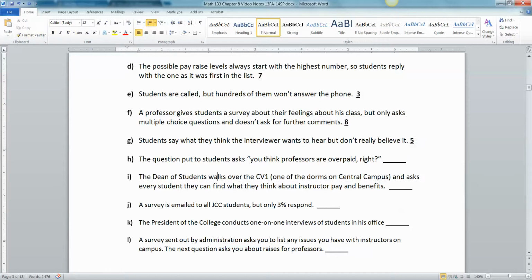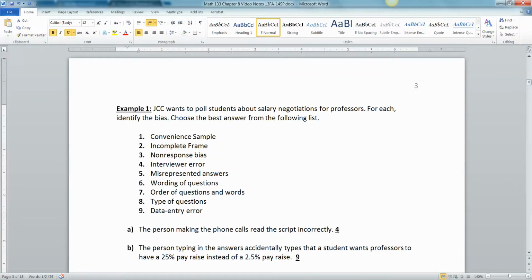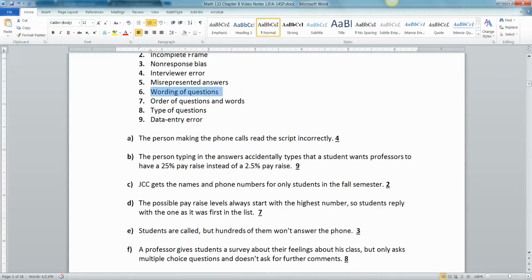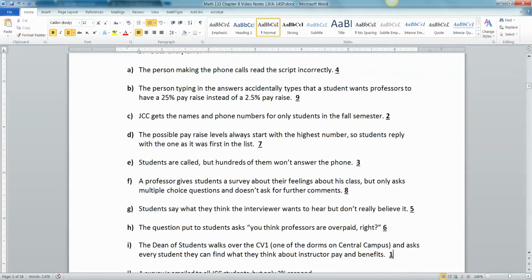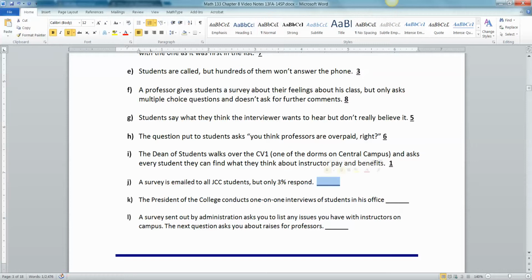All right, the question put to students asks, you think professors are overpaid, right? Well, that's biased in how you're writing it. The wording of the question itself was leading towards agreeing that, yes, professors are overpaid. All right, the dean of students walks over to CV1, which is one of the dorms on campus, and asks every student they can find what they think about instructor pay and benefits. Well, that would be a convenient sample, and not a very good one at that, because they're just grabbing whoever they catch in the hallways of the dorm. So that's very biased towards people that live in the dorm, and not anybody else. And those people might be fundamentally different than the rest.